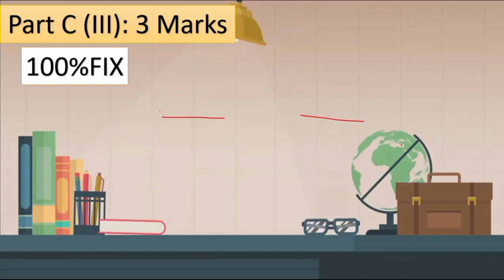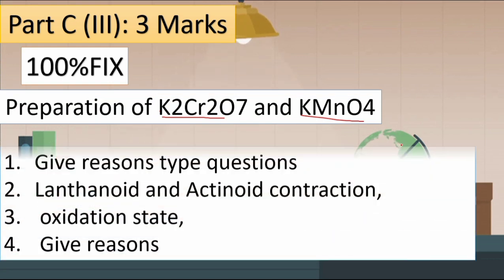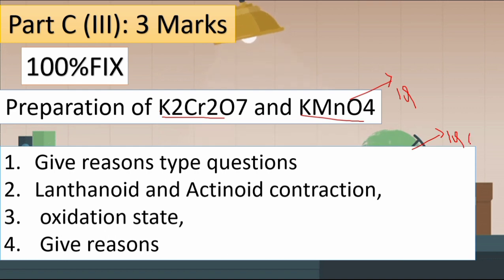So we'll go back. We saw K2Cr2O7 and KMnO4. I told you it has 2 questions. According to this pattern, this is one question and this is the second question. So this is the first question and this is the second question.